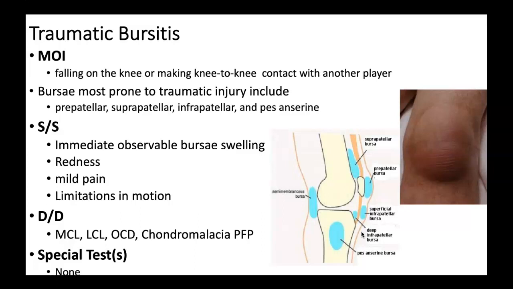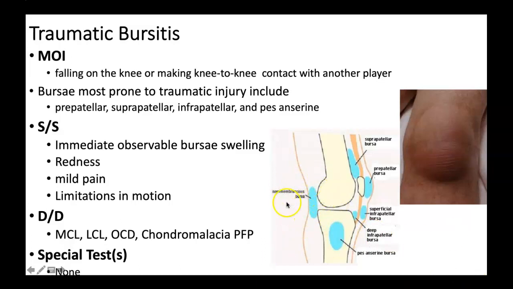Its major role is to prevent friction or rubbing of two anatomical structures, or to provide protection against anatomical structures that are exposed to the environment. So we have several bursa, as I've mentioned. I'll start posterior on the knee.